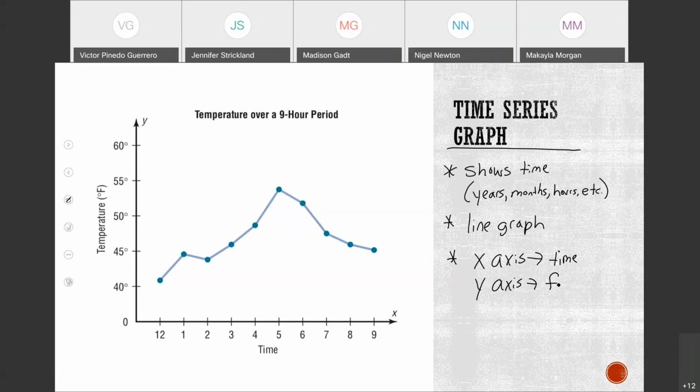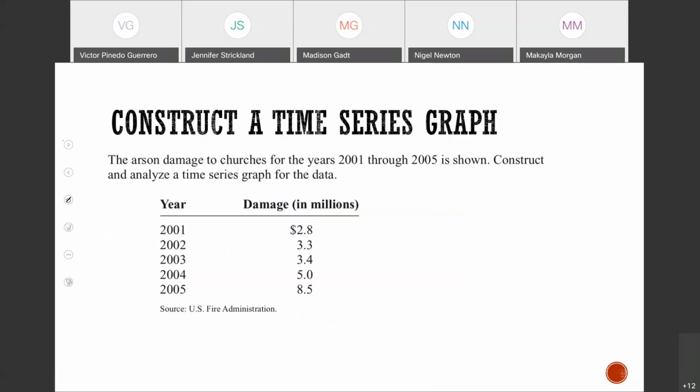All right, so let's work on one of these. So arson damage, we have the years and we have the damage in millions. Again, if you want to take just a minute and if it helps you to jot the data set down next to the graph, do that.